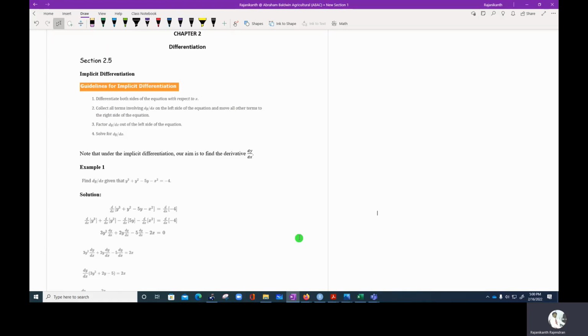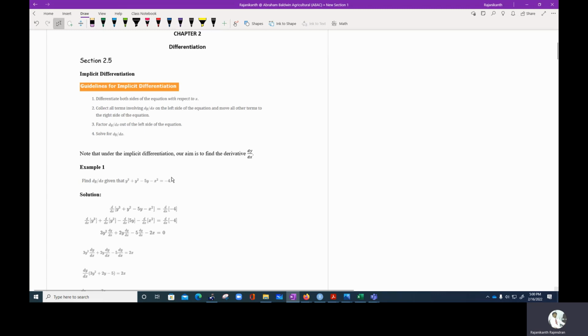Let's get started. This is section 2.5, finding implicit differentiation. So here you will be given an equation like this. The task is to solve the given equation for dy over dx. So basically you are finding dy over dx for the given problem.